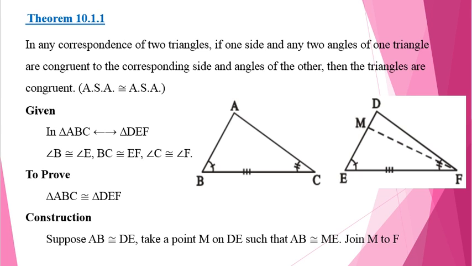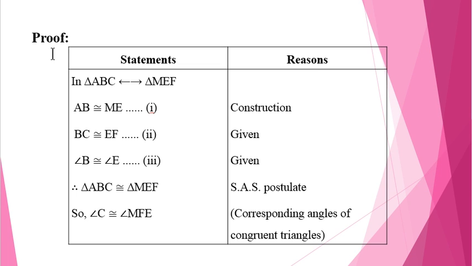Now we are moving to the statements and reason, and how we are going to prove that one. Look over there, prove statements and reason. Now we are making a comparison between a given triangle and a new formed triangle. The given triangle was ABC, and the new formed triangle is MEF.